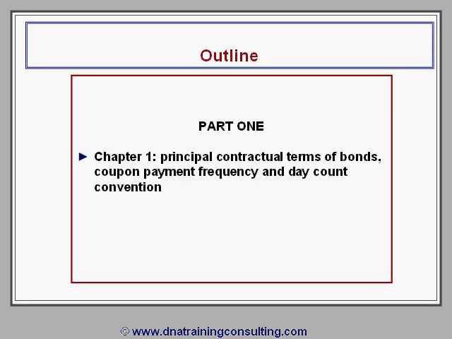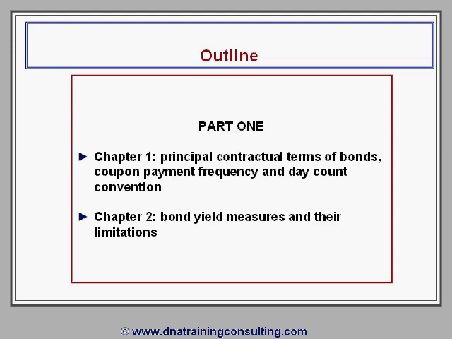Chapter 1 examines the principal contractual terms of a bond and teaches you how to calculate the exact size of the cash flows under a bond, particularly with regard to the coupon payment, given the payment frequency and day count convention.